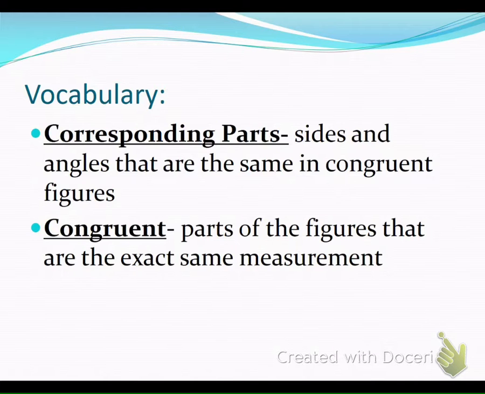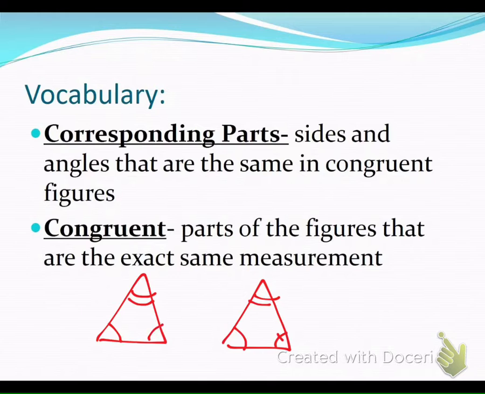Jumping right into vocabulary, write both of these down. The first one is corresponding parts. It's sides and angles that are the same in congruent figures. And congruent are the parts of the figure that have the exact same measure. So we're going to look at congruent figures, mostly congruent triangles. To be congruent, all the parts have to match, and we call those the corresponding parts. So the angles that are the same are corresponding. The sides that are the same are corresponding. And remember from last semester, congruent means the same measure.